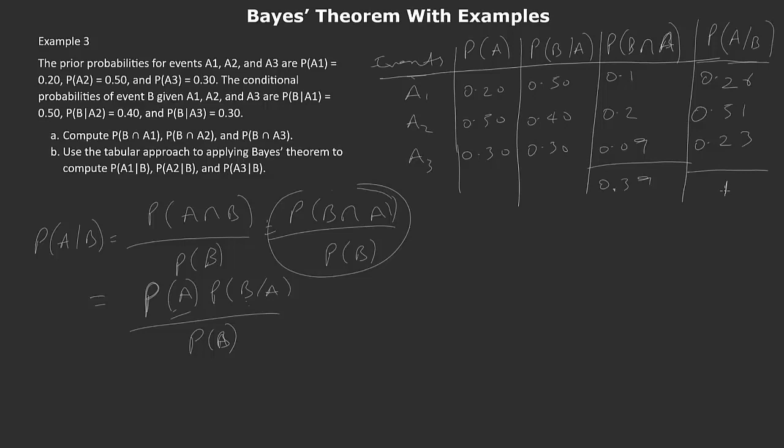So this is how you apply Bayes' theorem in updating prior beliefs or prior probabilities about events.